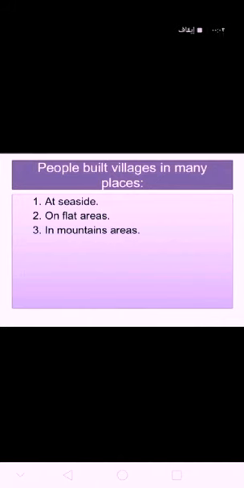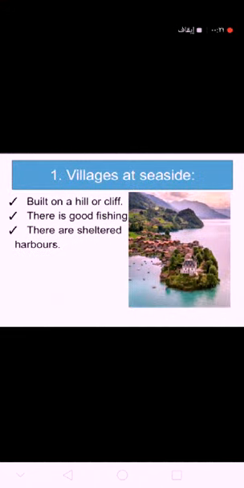There are three types of villages. The first type is villages at seaside. And the second type is villages on flat areas. And the last type is villages in mountain areas. So let's have them one by one.